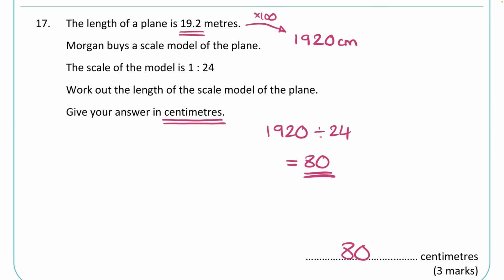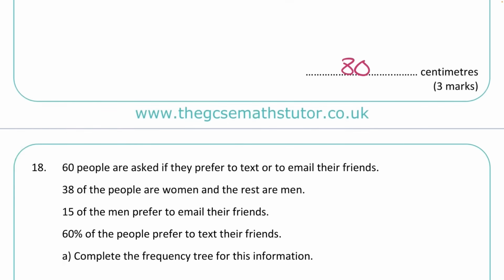But there you go, there is using a scale, typically relatively nice, especially when it's written in this 1 to something form. It just means one is, in this case, 24 times bigger or smaller, depending on which way we're going. From here, we went from the real plane down to the scale model.